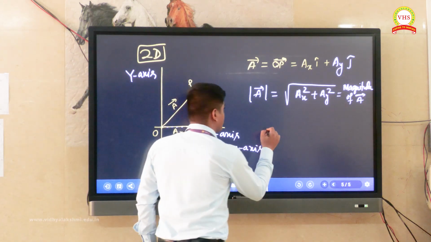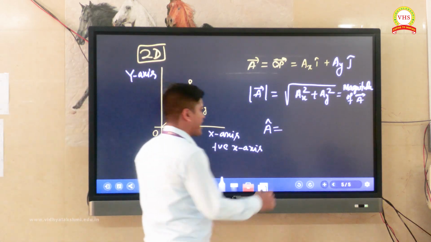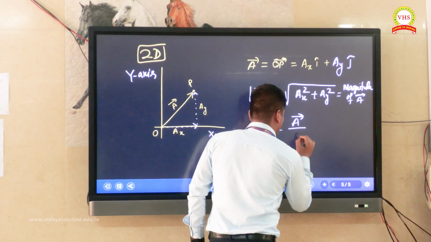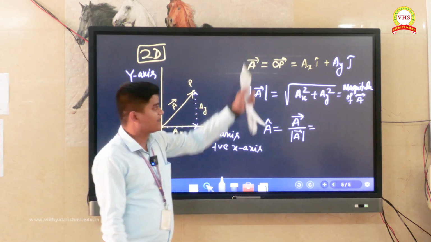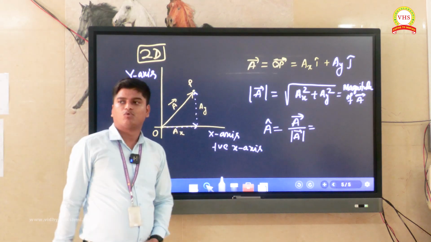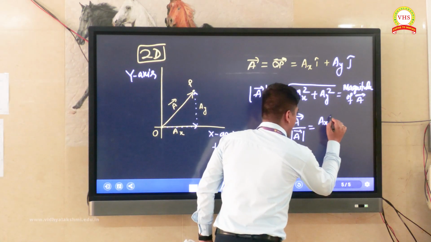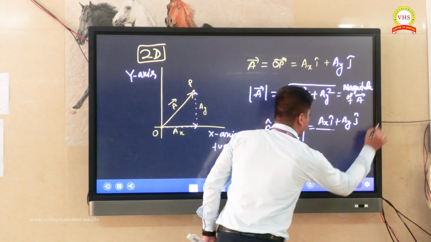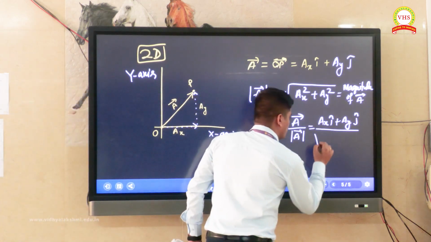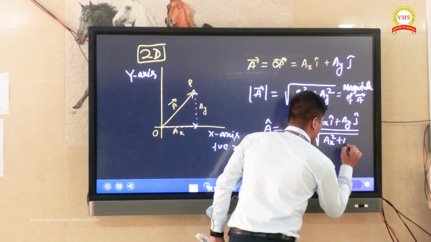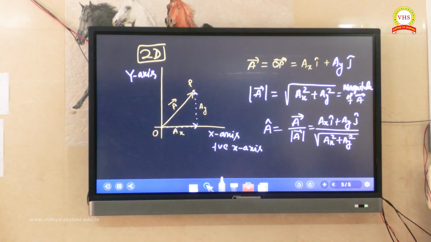Now next, listen. Suppose I write here a cap. What is a cap? A cap is a vector divided by the vector magnitude. Now what is a vector? Already a vector is given. What is it? ax i cap plus ay j cap divided by root of ax square plus ay square. No doubt. I am writing this big expression, no doubt.